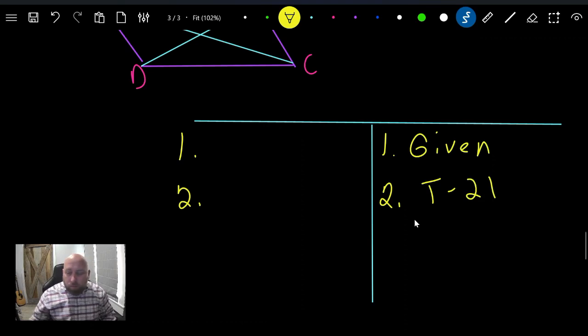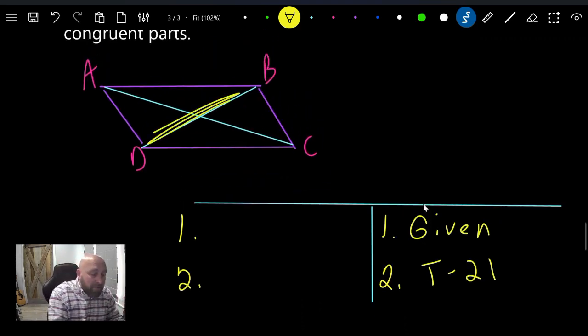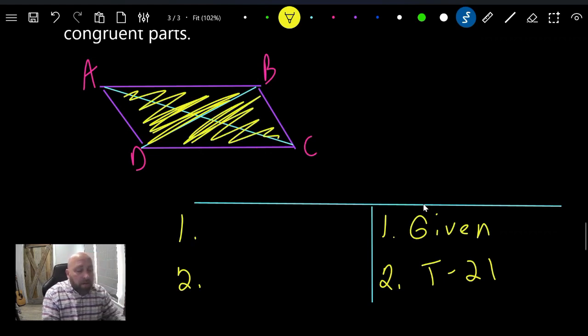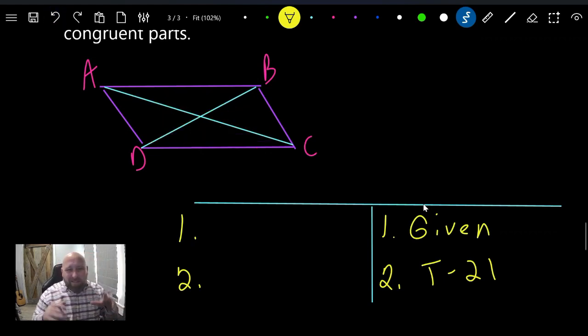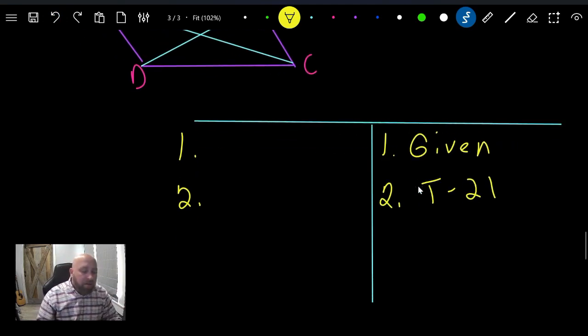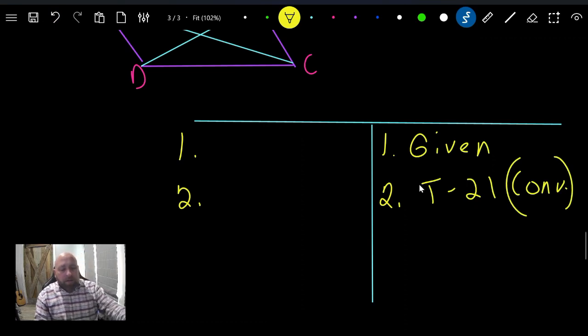So theorem number 21, back in your book, here's basically what that theorem says. Theorem 21, on page 95, says that if the opposite sides of a quadrilateral are equal, then the figure is a parallelogram. So if they're telling you it's a parallelogram, then what they're saying is that these diagonals create equal pieces. It's actually the converse of theorem 21 that you could use there, and you might want to write converse next to it.